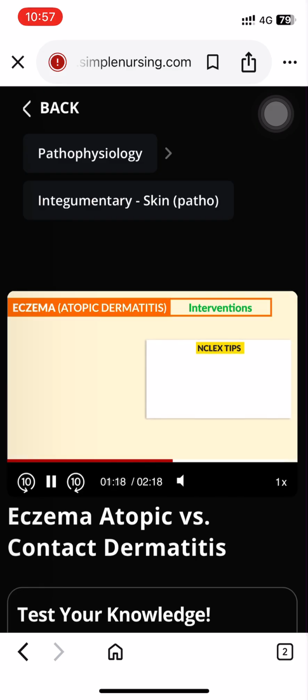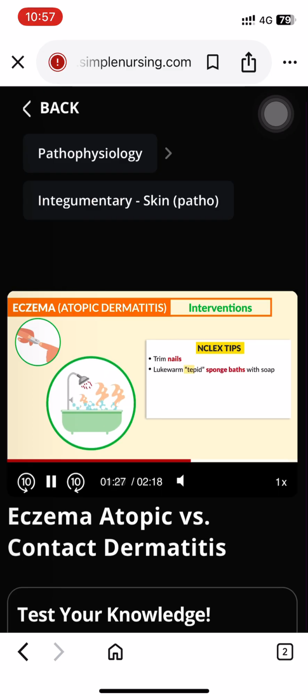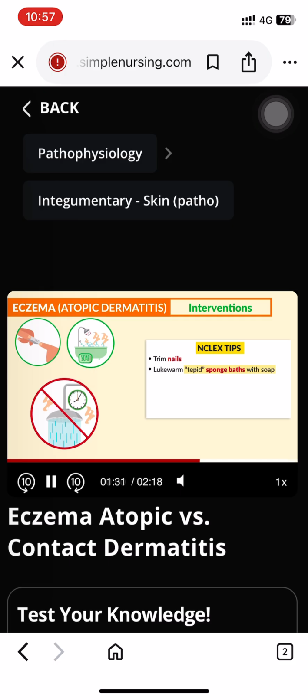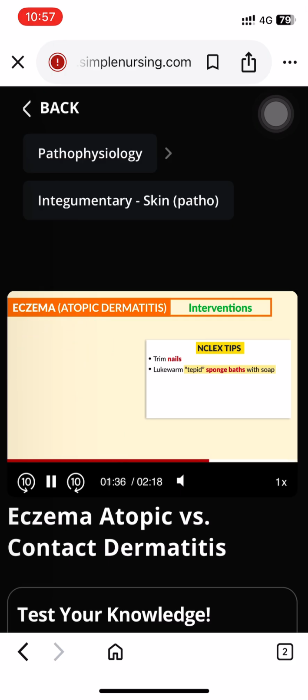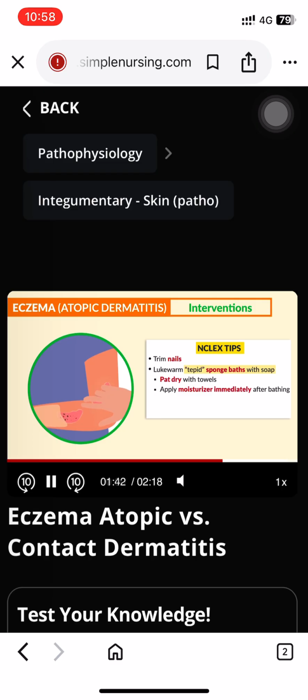Now for interventions, big NCLEX tips. So I'd write these down. Number 1, we must trim nails to avoid scratching. Number 2, use lukewarm or tepid sponge baths with soap. We really want to avoid long baths that are too hot, as they may dry out skin even more. So write this down. We pat dry with towels and never rub. And apply moisturizer immediately after bathing.